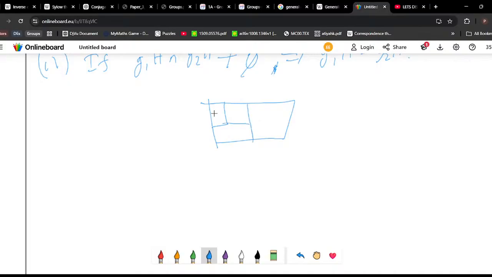So this could be H, this could be G1H, this could be G2H, and this could be G3H, like so. All of the cosets break the group apart into different pieces, and they're all disjoint, so there's no intersections between these different parts.